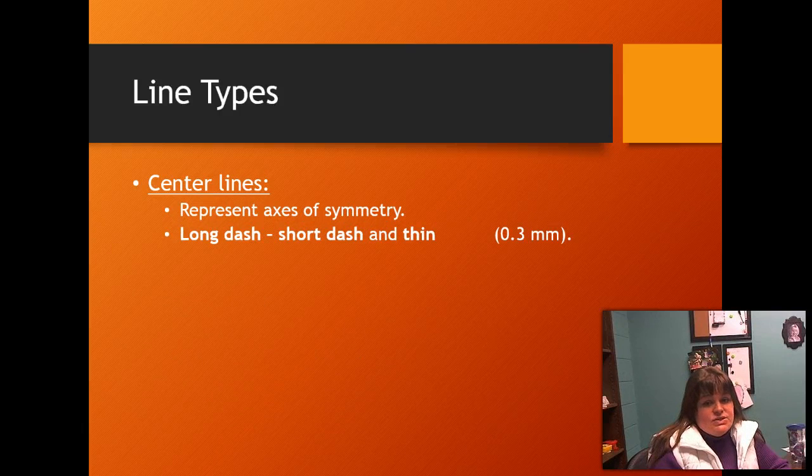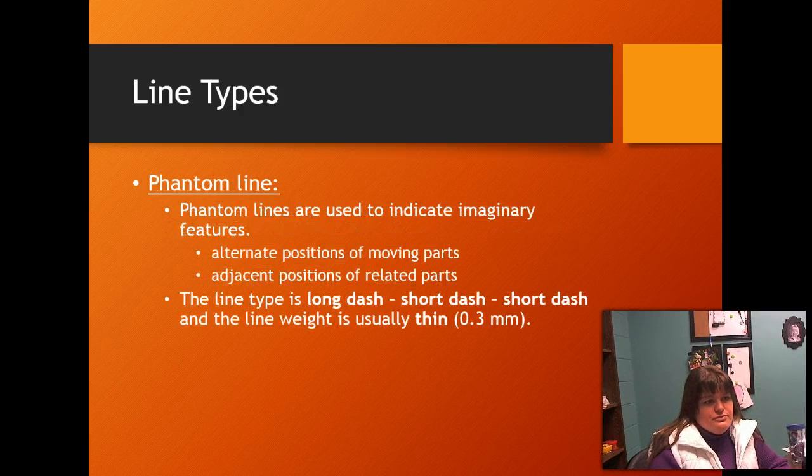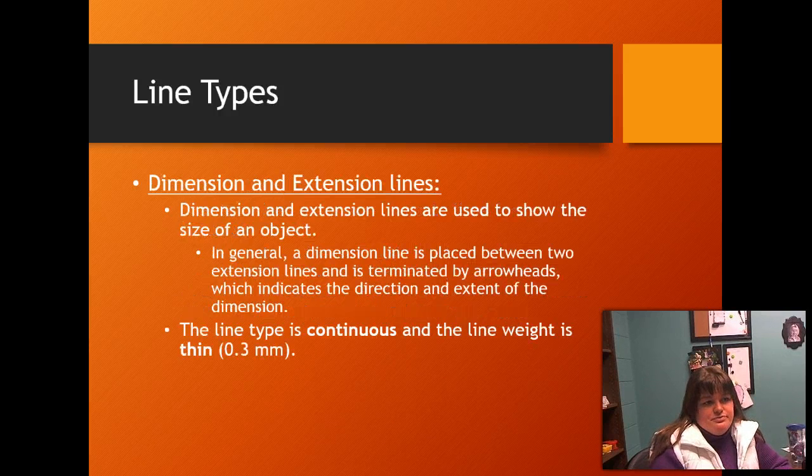Then we have center lines, and typically those represent axes of symmetry, and those are a pattern of a long and then a short dash. And typically those aren't as important, so they're pretty thin. Phantom lines are used to represent moving parts or related parts, and those are a long, short dash pattern. And again, not so important, so those are thin.